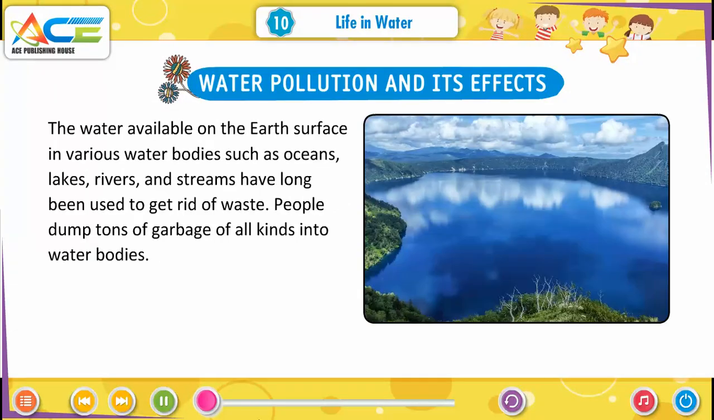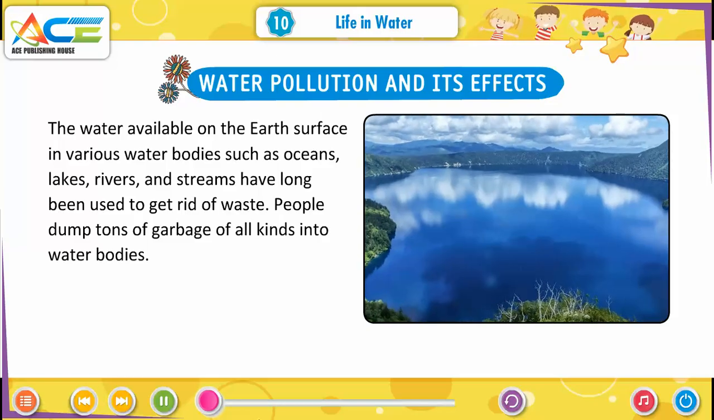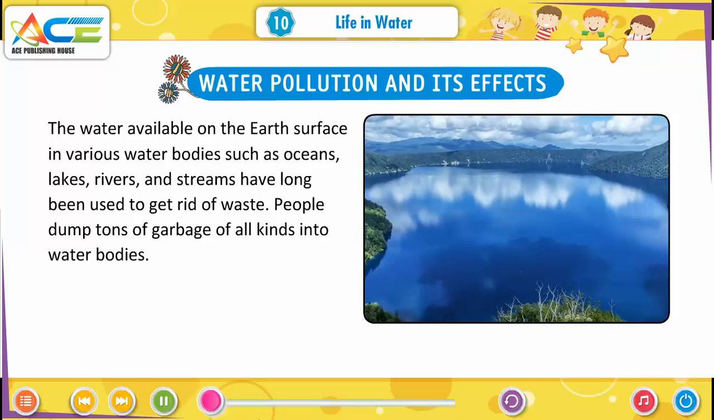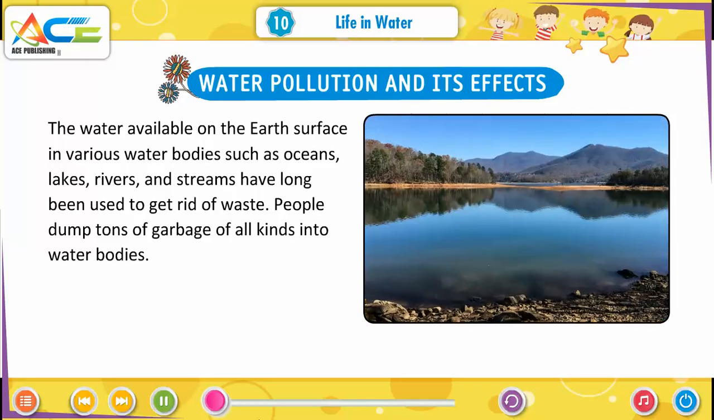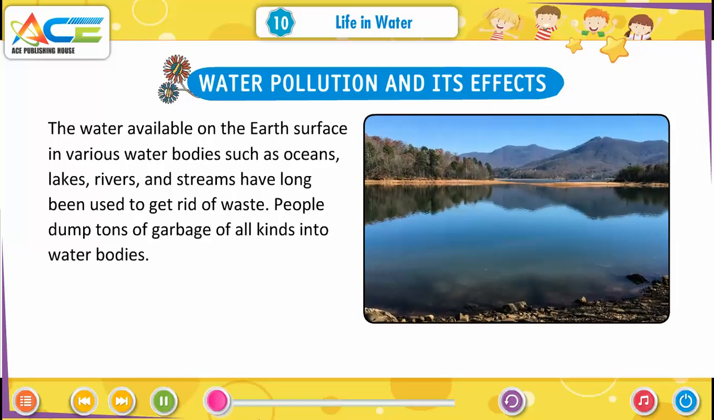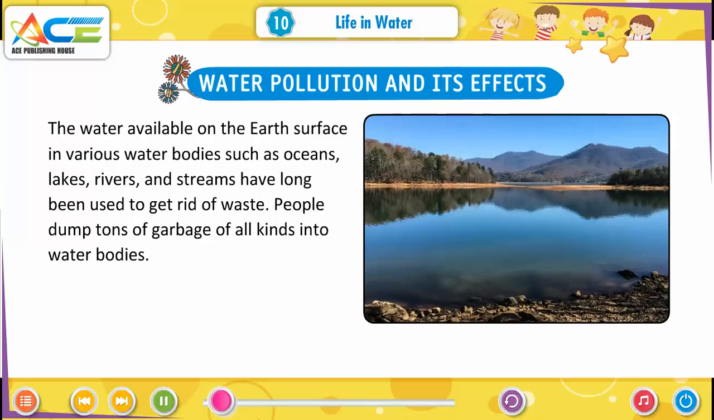Water pollution and its effects. The water available on the earth's surface in various water bodies such as oceans, lakes, rivers and streams have long been used to get rid of waste. People dump tons of garbage of all kinds into water bodies.